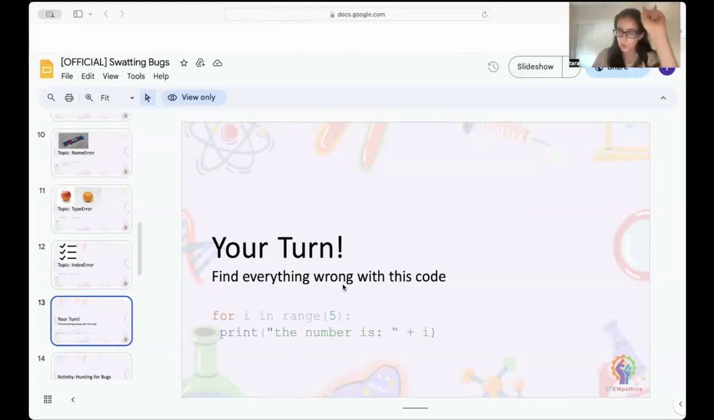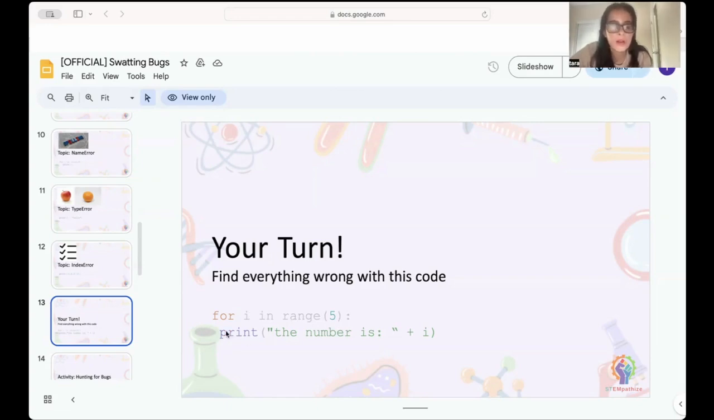So I'm going to start with the one thing. We usually go line by line because this is the most efficient way. But if something stands out to you, feel free to correct it instantly. So we can see here it says for i in range 5. Okay, that looks fine. There is range, and there's a colon at the end.